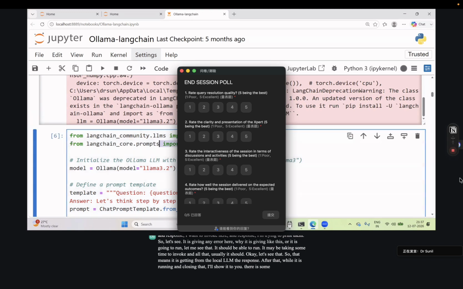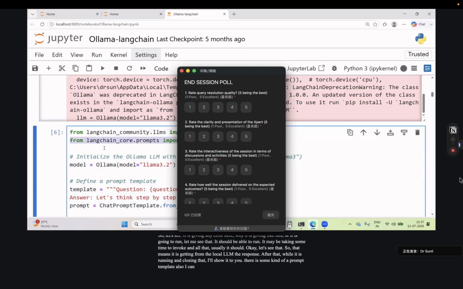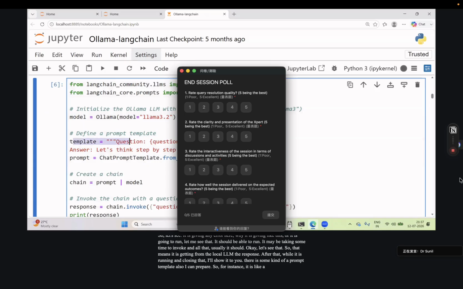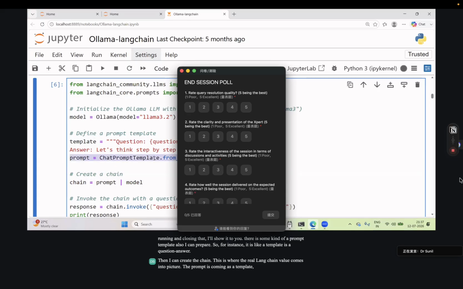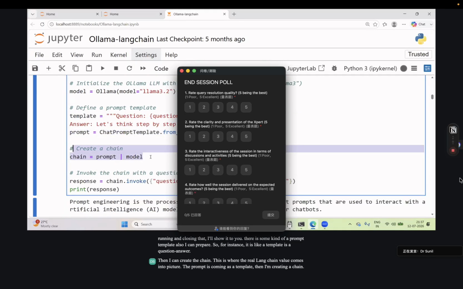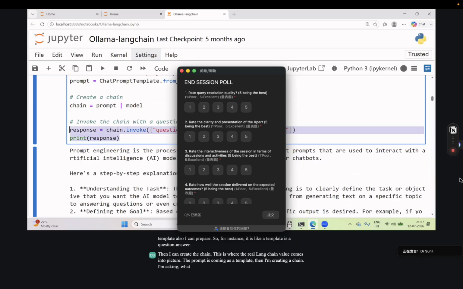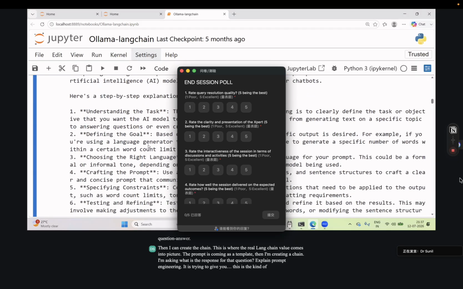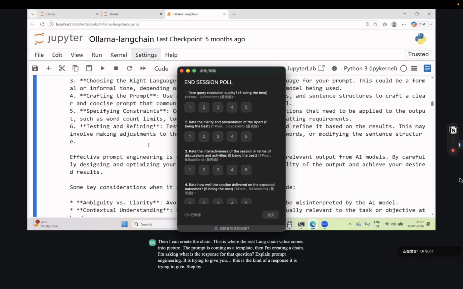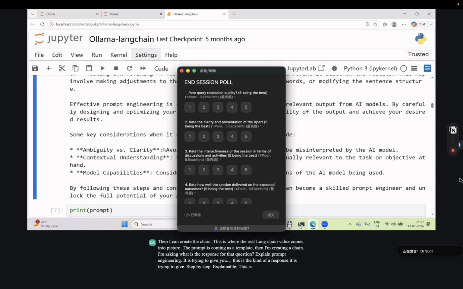There is some kind of a prompt template I can also prepare. For instance, the template is a question and answer. Then I can create the chain. This is where the real LangChain value comes into the picture. The prompt is coming as a template, then I am creating a chain, and I am asking what the response is for that question. Explain prompt engineering. This is the kind of response it is trying to give, step by step, explainable. This is where the prompt is showing.